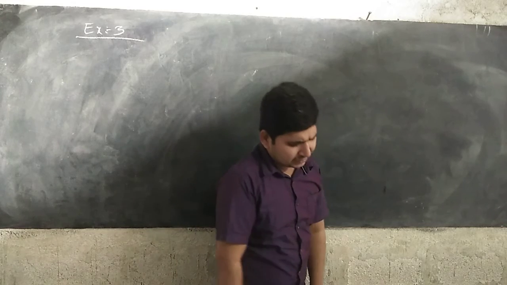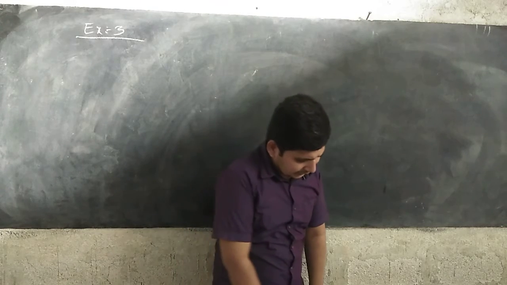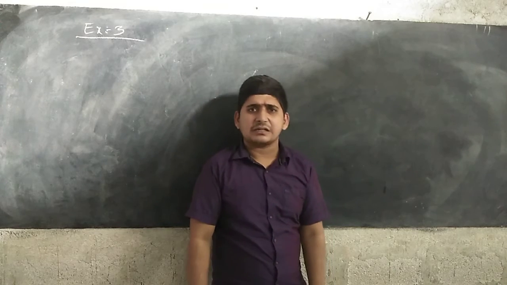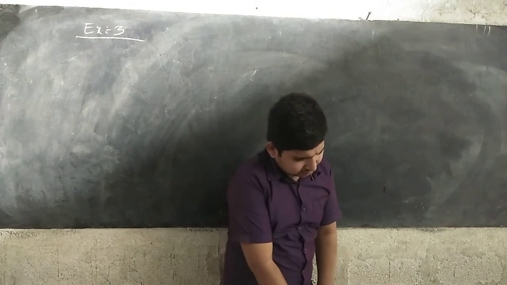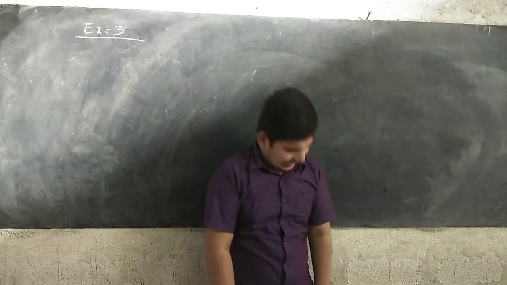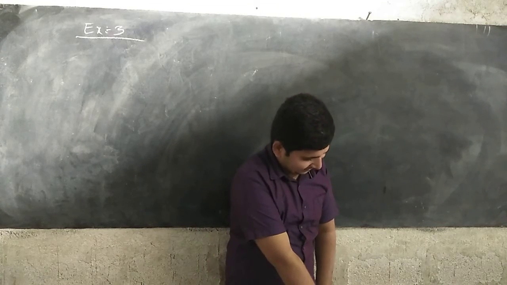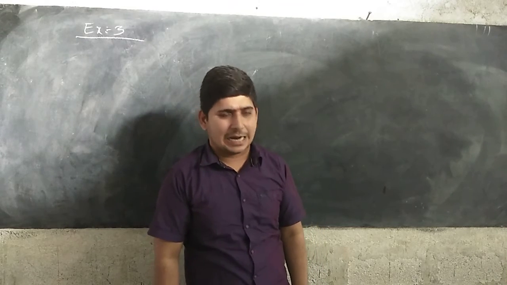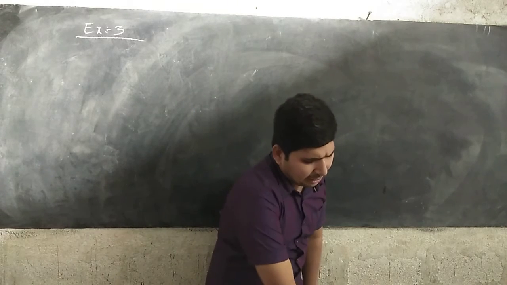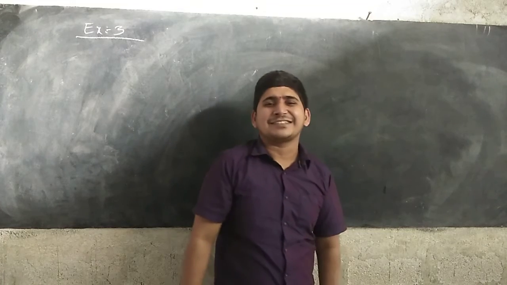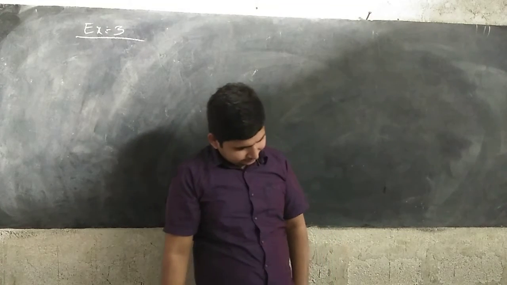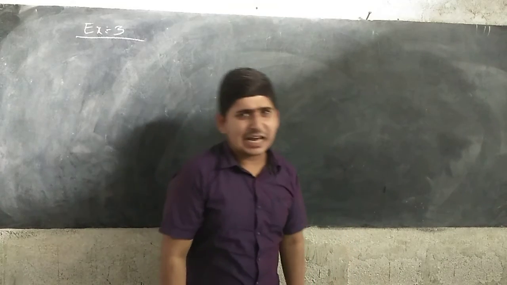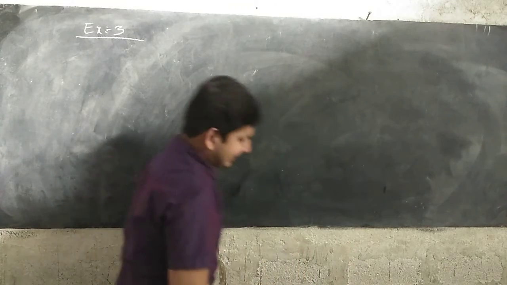Consider a triangle PQR, right angle at R, in which PQ equal to 29 units and QR equal to 21 units, and angle PQR equal to theta. Then find the value of cos square theta plus sin square theta and cos square theta minus sin square theta. Now, what is given right now?